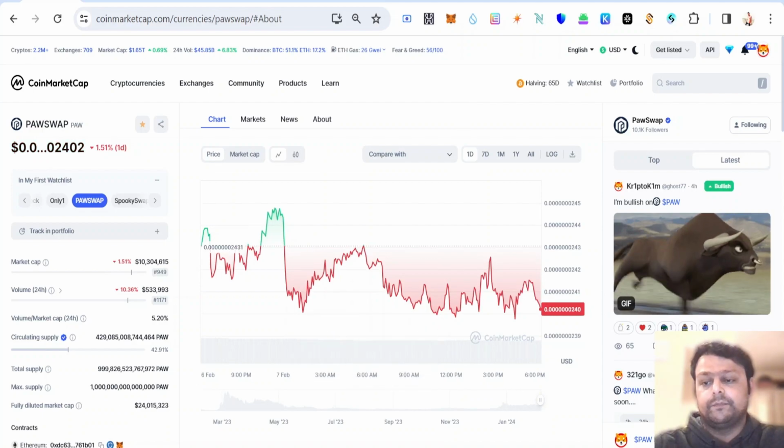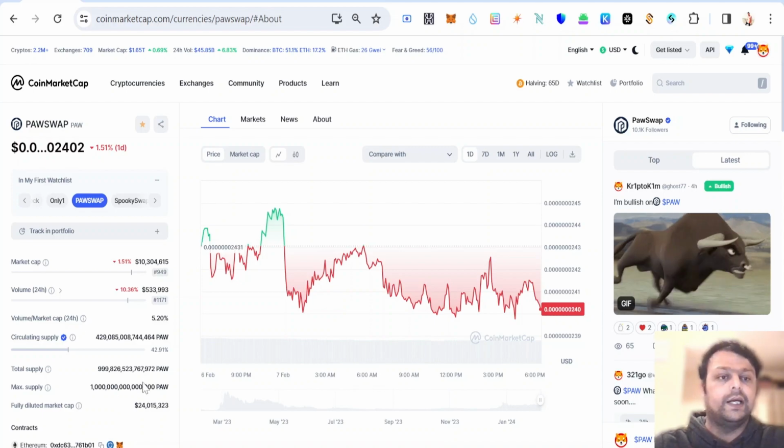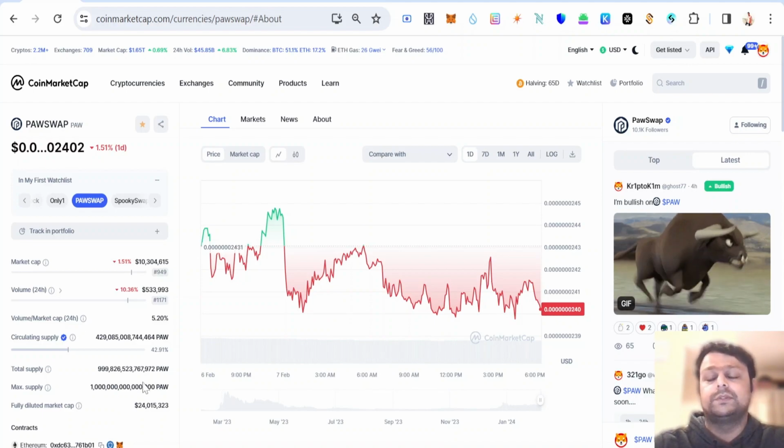price. Although the circulating supply is a bit high, that won't matter because during the bull run almost everything pumps, and if the token or the coin is good and if it actually has a utility, then I'm sure Pawswap will also pump during this upcoming bull run.